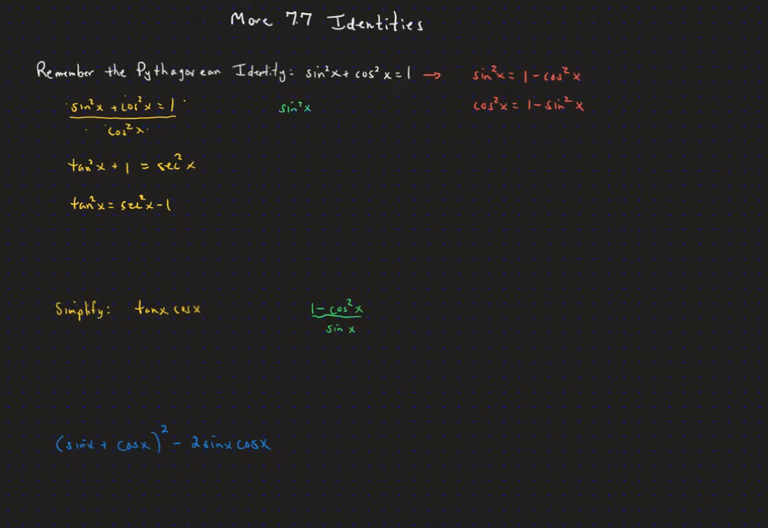The other important Pythagorean identity also comes from sine squared plus cosine squared equals 1. Instead of dividing by cosine squared like we did the last time, we can divide through by sine squared. Then sine squared over sine squared is 1, cosine squared divided by sine squared is cotangent squared x, and 1 over sine squared is cosecant squared x. So you can see that cosecant squared x is the same as cotangent squared x plus 1, and similarly cotangent squared x is cosecant squared x minus 1.